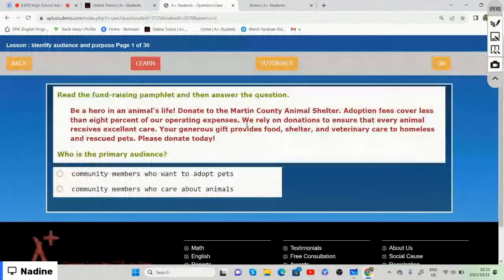All right. Now we need to read the fundraising pamphlet and answer the question. Be a hero in an animal's life. Donate to the Martin County Animal Shelter. Adoption fees cover less than 80% of our operating expenses. We rely on donations to ensure that every animal receives excellent care. Your generous gifts provide food, shelter, and veterinary care to homeless and rescued pets. Please donate today. So this is a fundraising pamphlet, right?